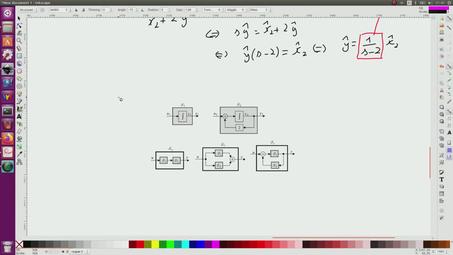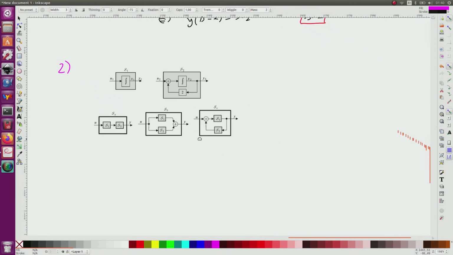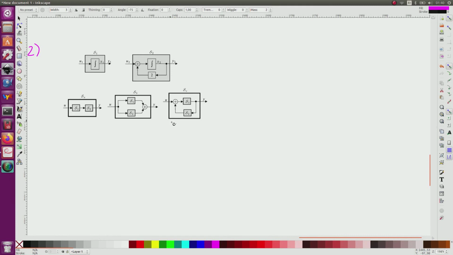Question number 2. I have these two systems and I will now put them in parallel. So the first system, recall the integrator. I take this one, which is the integrator plus with a feedback of 2.